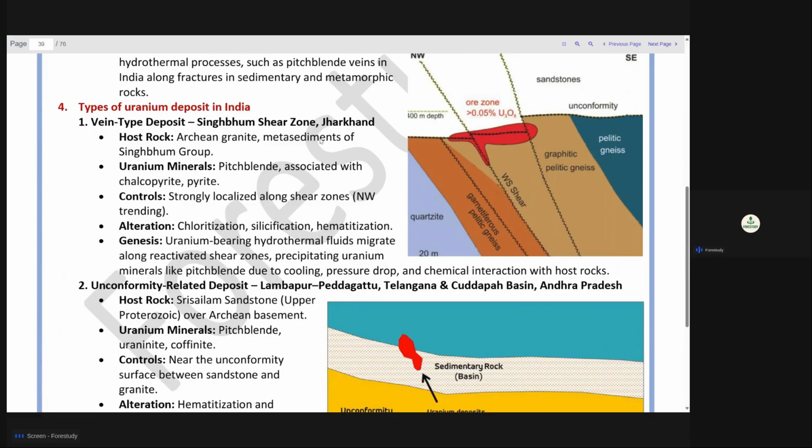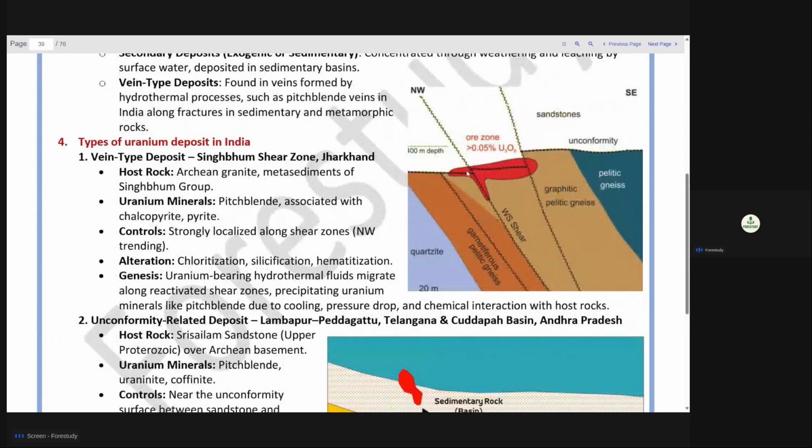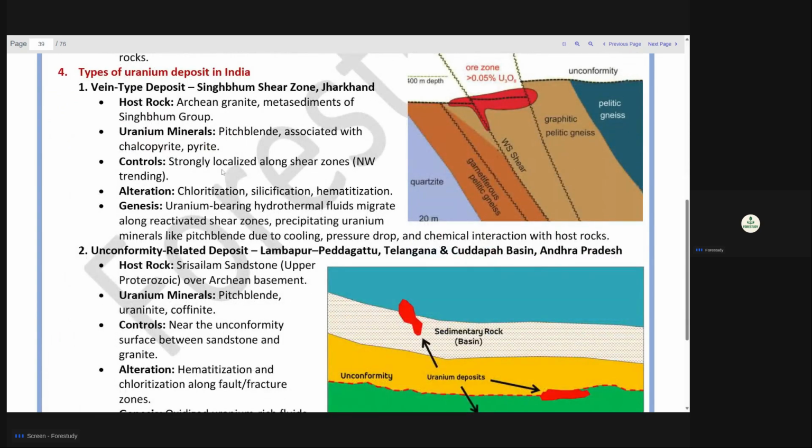It is in Archean granite and metasediments of the Singhbhum group. We have pitchblende as the ore mineral, associated with chalcopyrite and pyrite. Controls are strongly localized along shear zones, northwest trending shear zones. Alterations are chloritization, silicification, and hematization. Hematization is formation of hematite. Silicification is formation of or alteration to any silicic mineral. Chloritization is formation of chlorite.